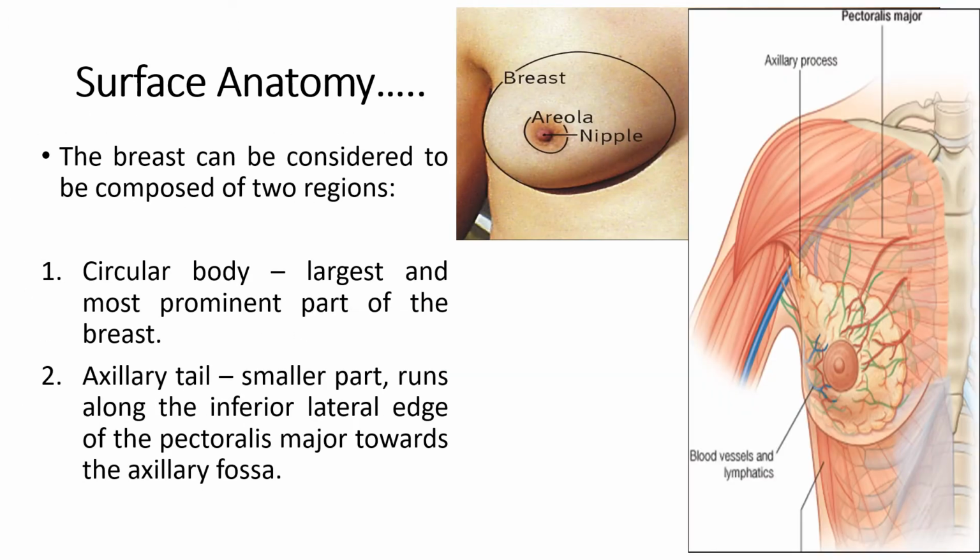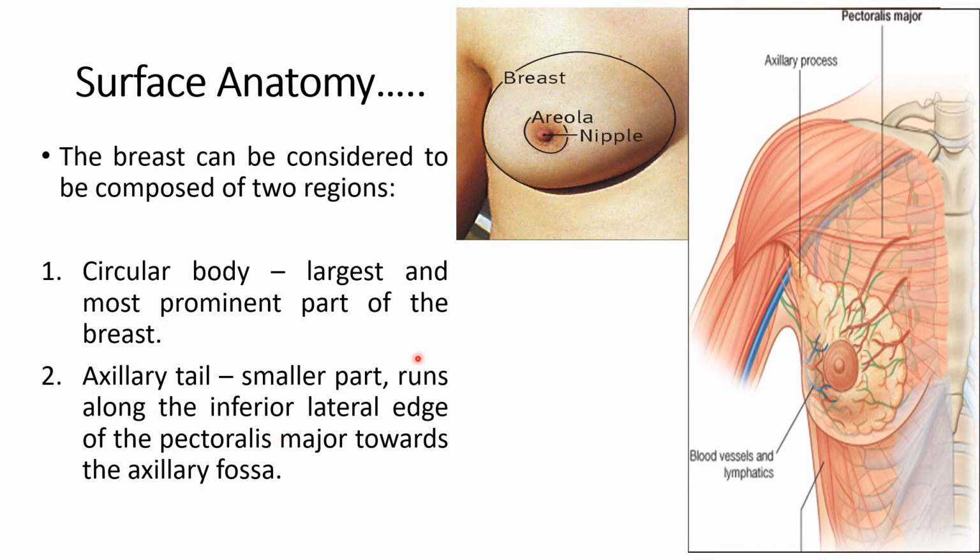The breast can be considered to be composed of two regions, the circular body and the axillary tail. The circular body is the largest and most prominent part of the breast. The axillary tail is a smaller part. It runs along the inferior lateral edge of pectoralis major towards the axillary fossa.